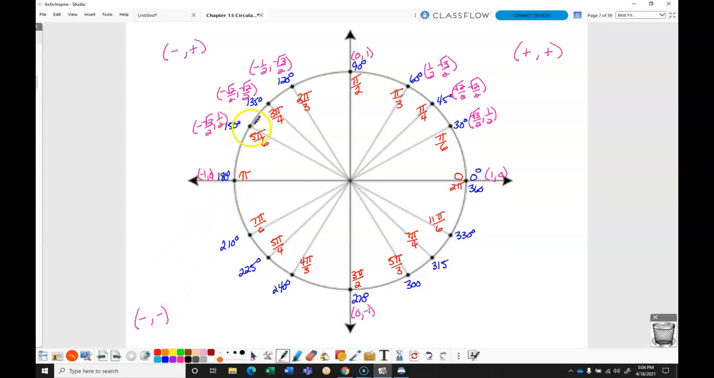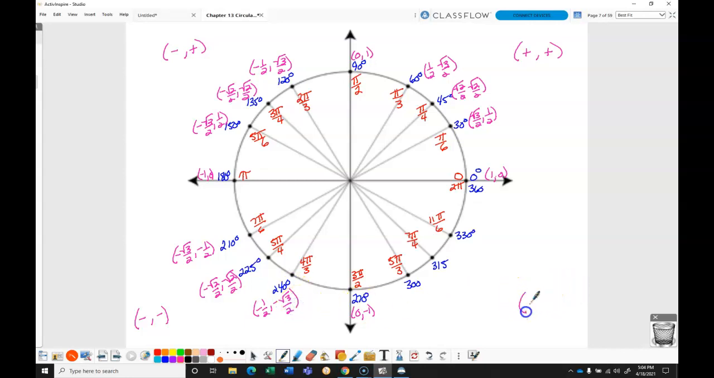So let's see, our tangent's going to be in green. So the tangent is always the sine divided by the cosine. So this one is undefined. Okay? Sine divided by cosine of 30 degrees was square root of 3 over 3. This one was 1. This one was square root of 3. And this one was 0. Okay? And again, it's going to reflect.